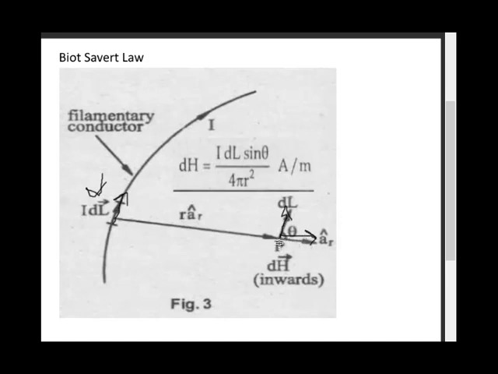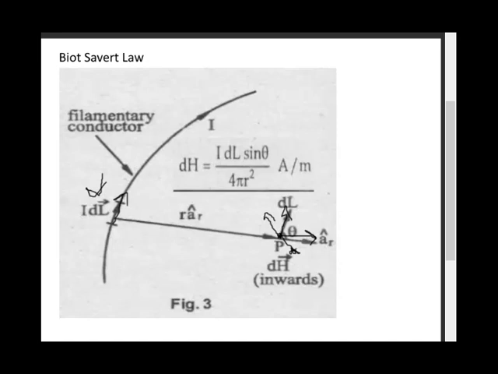So dH is a vector perpendicular or normal to the plane carrying both vectors ar and dl. But there are two possible cases. One perpendicular direction is inward and the other perpendicular direction is outward. Out of these two possible directions, we have to consider the direction that is obtained by the right hand rule.